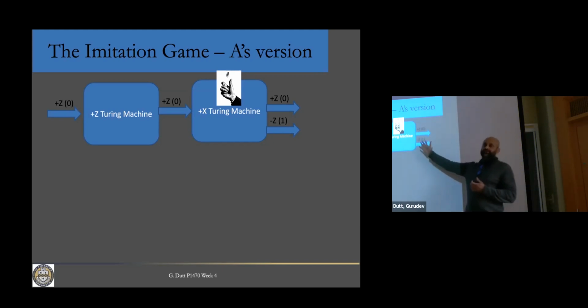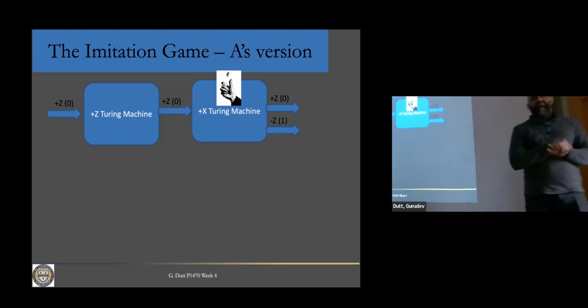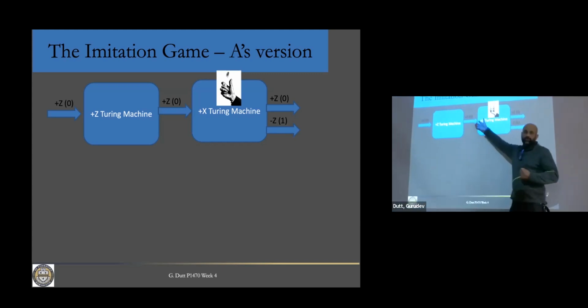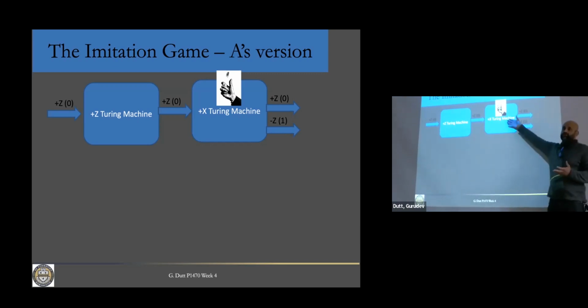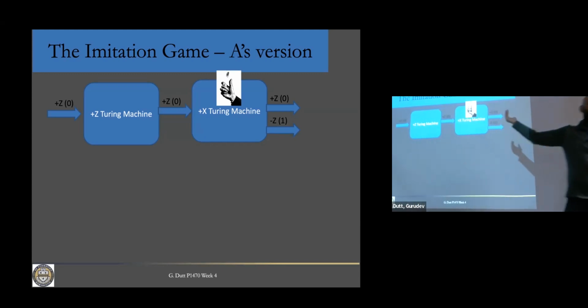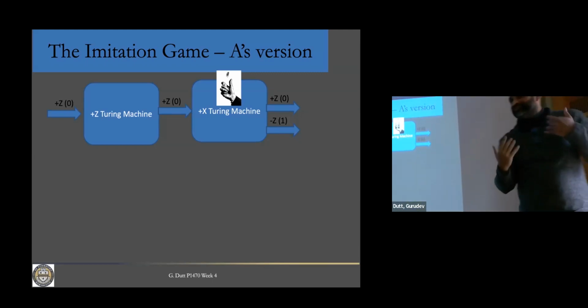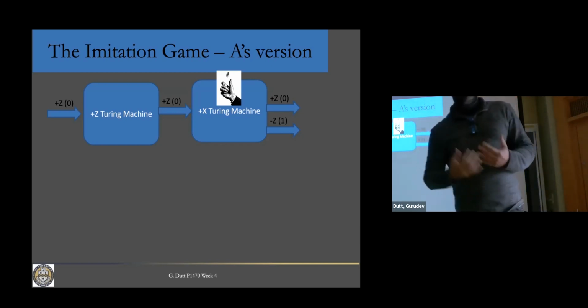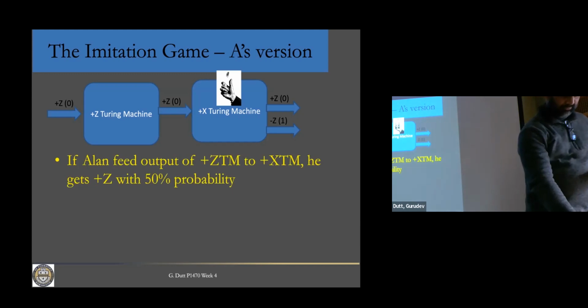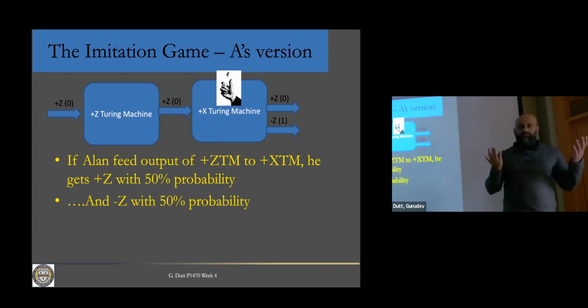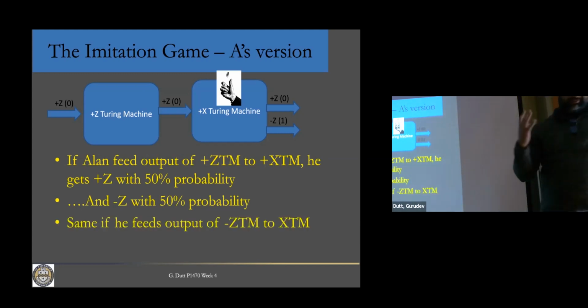And now we introduce the unique machine that he has built, this plus X Turing machine. What happens if he takes a 0 state and feeds it to a plus Z Turing machine? He's going to get out a 0. And then he sends it to a plus X Turing machine, and what do you get on the output? Yes, 50%, one or the other: 0 or 1 with 50% probability. All right, Alan is feeling increasingly happy.